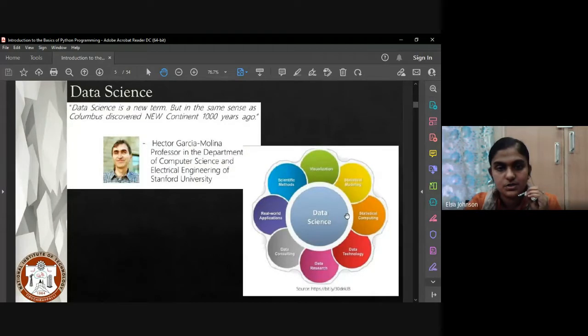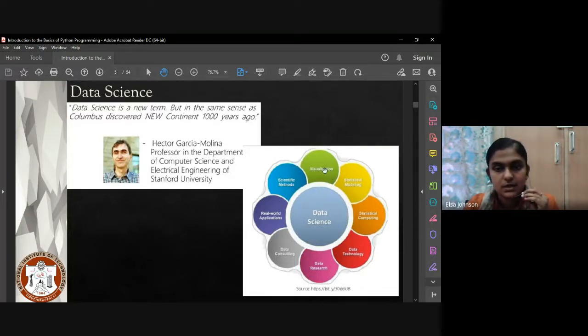So what is data science? Professor Hector Garcia-Molina, professor in the Department of Computer Science and Electrical Engineering at Stanford University, has said that data science is a new term, but new in the same sense as Columbus discovered a new continent 1,000 years ago. That is, it is a new term, and it's growing. We can say that data science is a combination of three main fields. You should have domain knowledge, knowledge of Python, and knowledge of statistics. These three areas come together in data science.